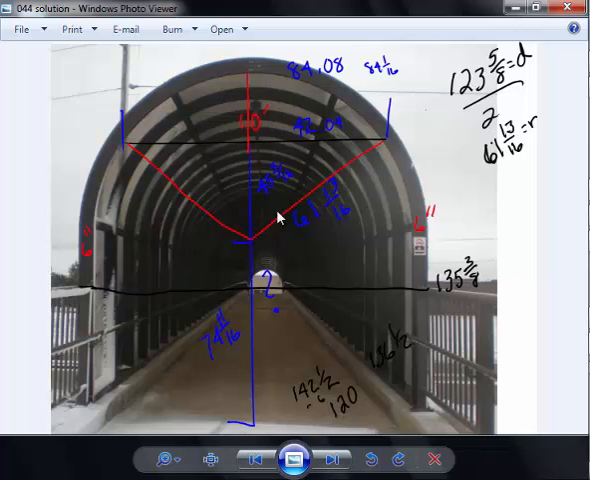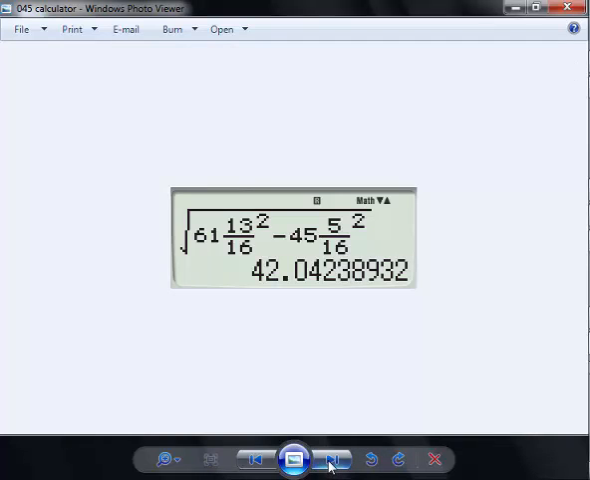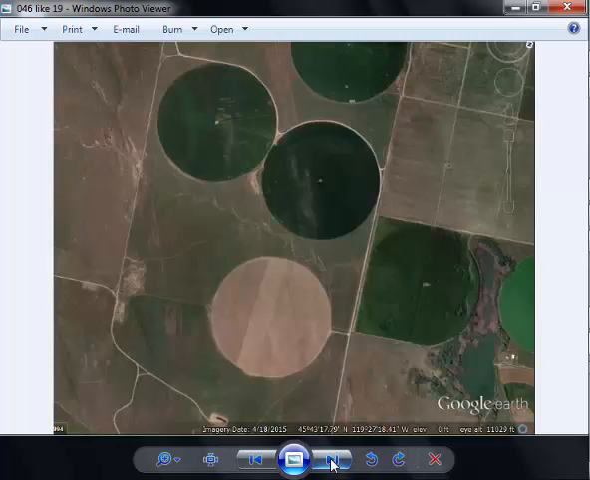Well, if this distance from here to here is 61 13/16, and this distance from here up to here, we know we can figure out how tall the object can be and still fit through there. We could also figure out in this case that if you wanted to be at 10 feet, you could have something that's 7 feet wide here and still be able to go through if it's 10 feet tall. Here's the math that shows the 42 inches.